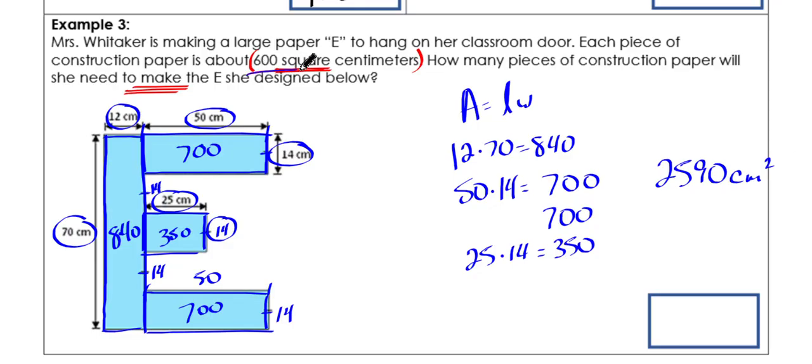We're going to split that among these construction papers that each take up 600 square centimeters. So we're going to divide there and find out that we would need 4.32 pieces of paper to exactly cover it. Unfortunately, we're not going to get a third of a piece of paper, so we're going to need that fifth piece of paper, so she's going to need 5 pieces of paper.